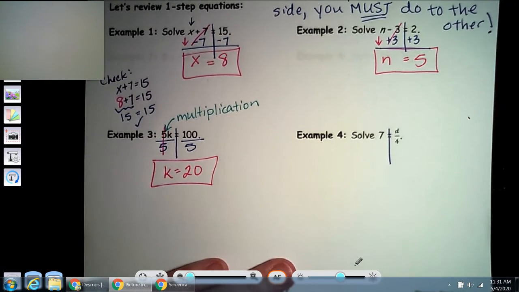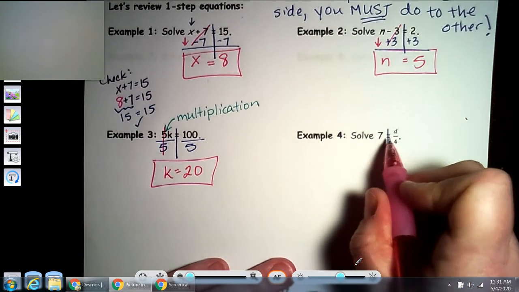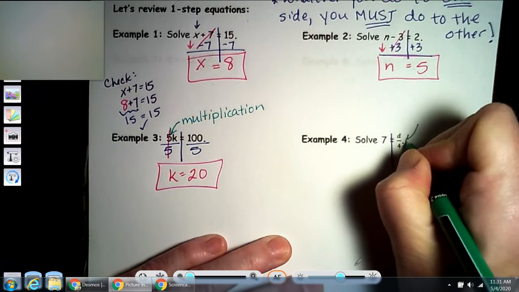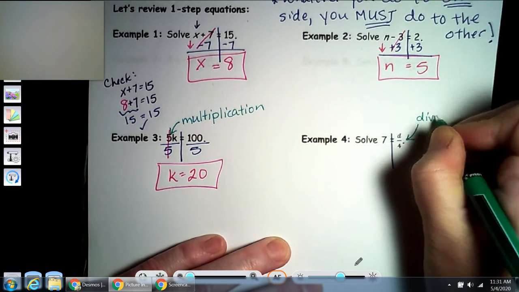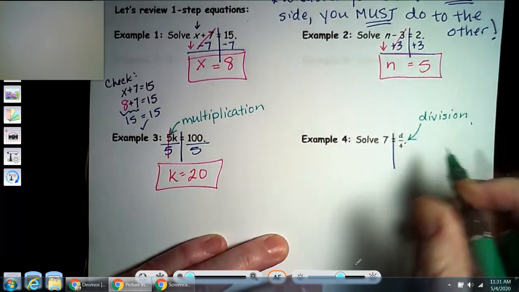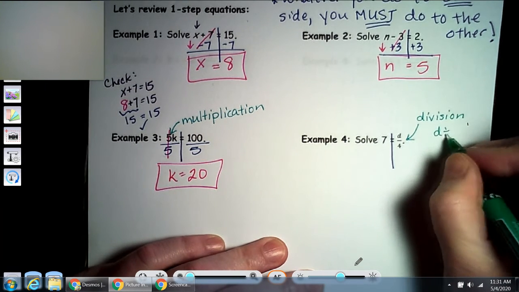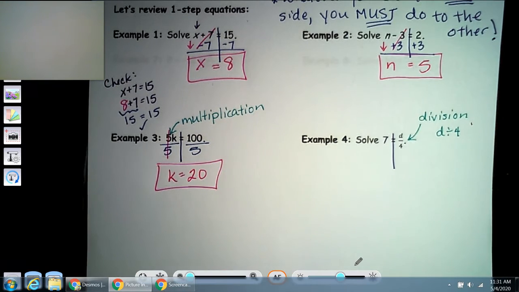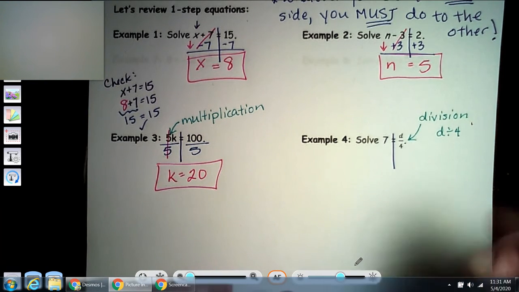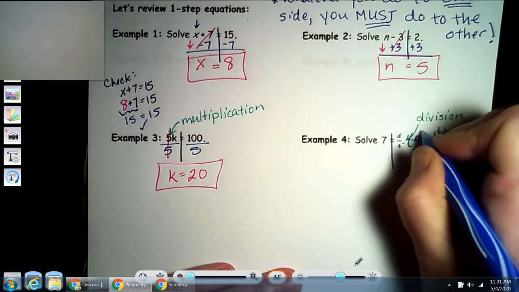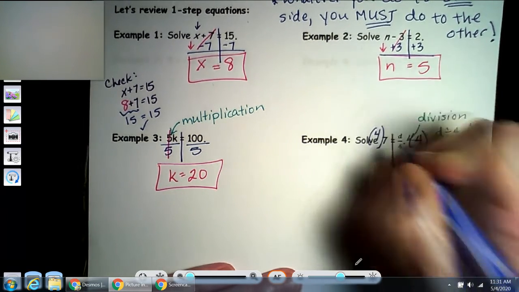All right, in example 4, 7 equals d over 4. Now, this fraction, the fraction bar here, always represents division. So d over 4 is actually d divided by 4. The opposite of division is multiplication. So I'm going to multiply both sides by 4. I'm going to multiply by 4, multiply by 4.